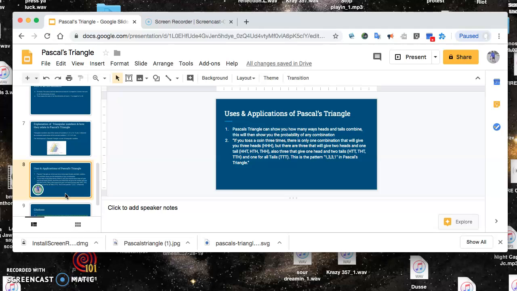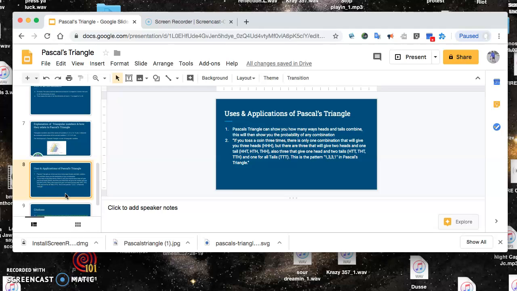If you toss a coin 3 times, there is only one combination that will give you 3 heads. But there are 3 that will give you 2 heads and 1 tail. There's also 3 that will give you 1 head and 2 tails. And 1 combination will give you all tails. This pattern is 1, 3, 3, 1 in Pascal's triangle.